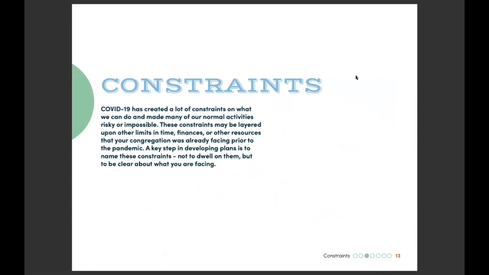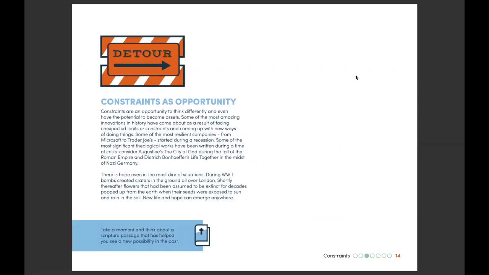After the needs, we go into constraints. There's a great book out called Beautiful Constraints. Constraints can be so helpful. They can make our design so much richer. So we definitely at Rooted Good see constraints as opportunity.